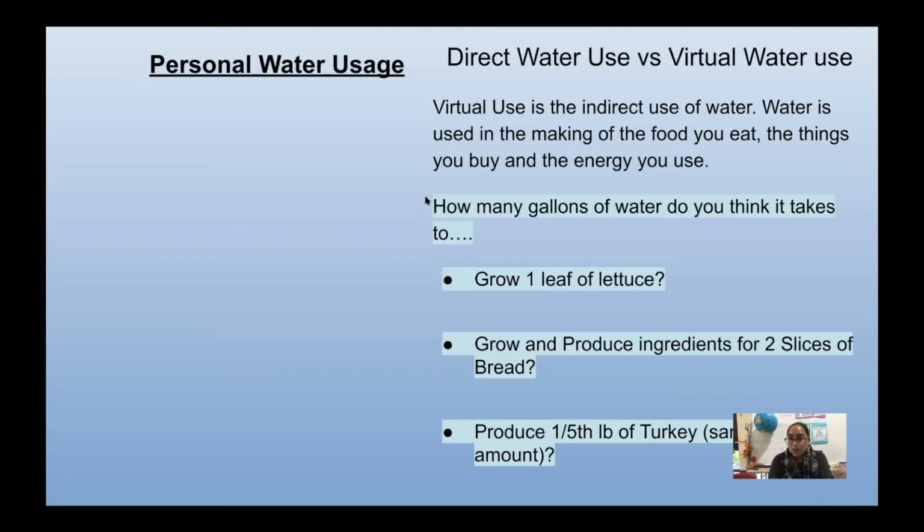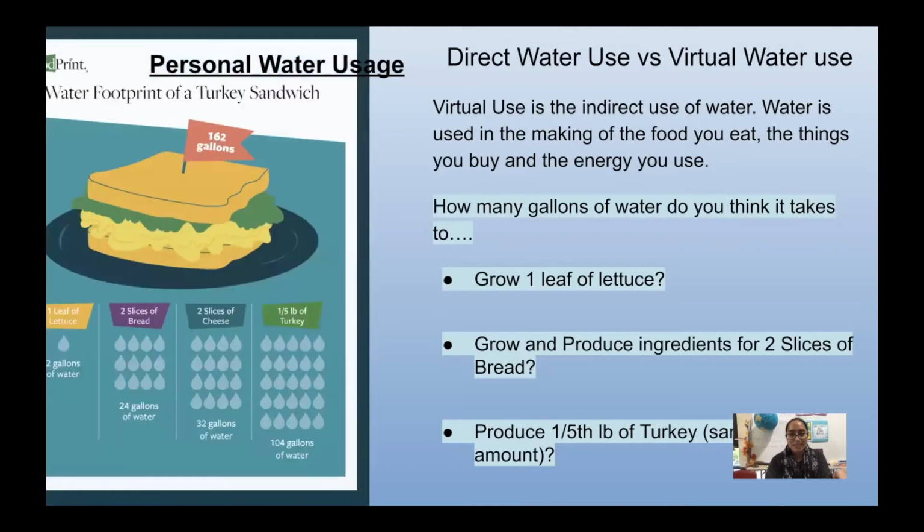So a couple of thinking questions. How many gallons of water do you think it takes to grow just 1 leaf of lettuce? So go ahead and make your guess for that. And then also think about how many gallons of water it takes to grow and produce ingredients just to make 2 slices of bread for your sandwich. And then think about how many gallons of water you think it takes to produce about 1/5 of a pound of turkey. So that's about the amount that you would put inside a turkey sandwich. And I'm going to show you the statistics, and it is quite astounding.